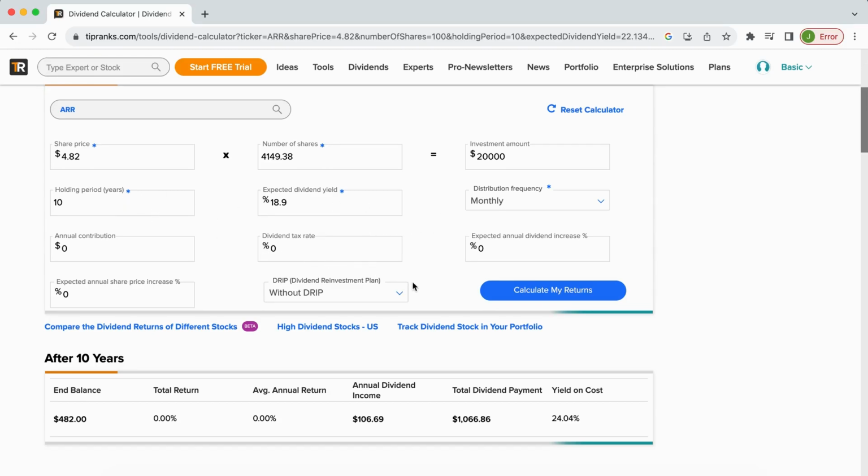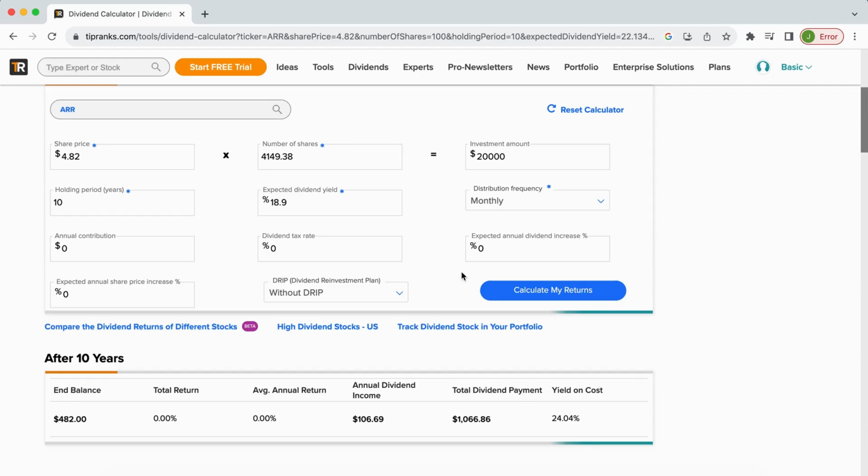We're going to start by calculating the returns without DRIP enabled, just to show how beneficial it is to reinvest these dividends to get you a massive snowball account at the end, whenever it is that you decide that you want to cash out, or potentially just live on the dividends after it grows to a certain amount.